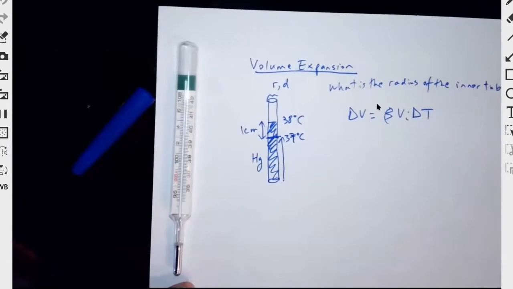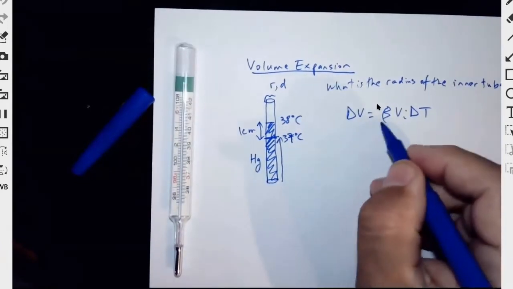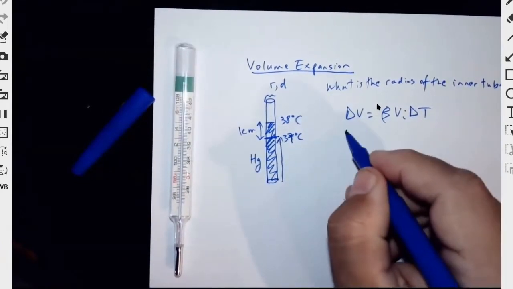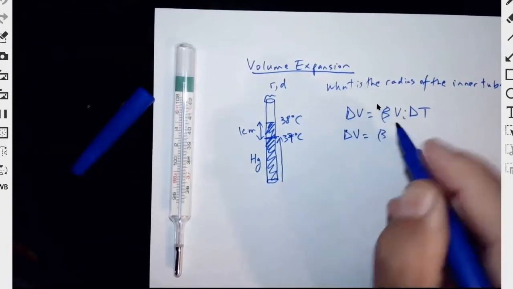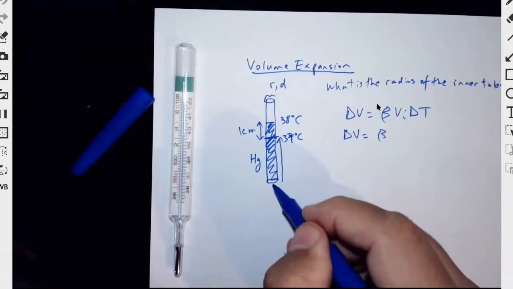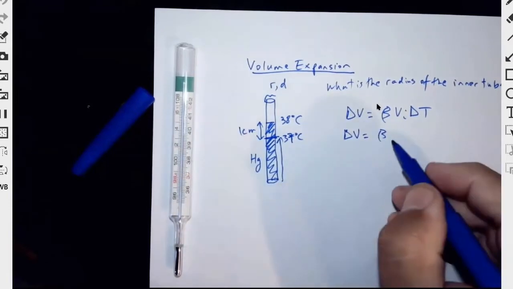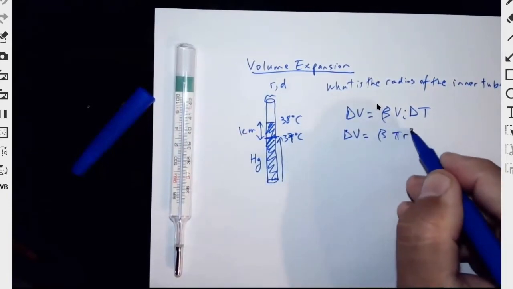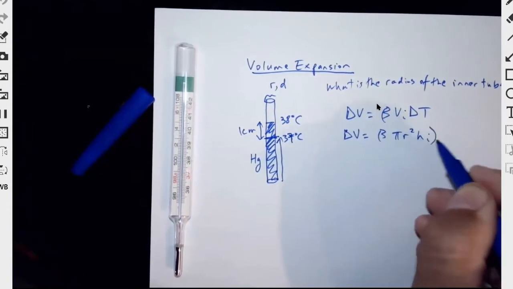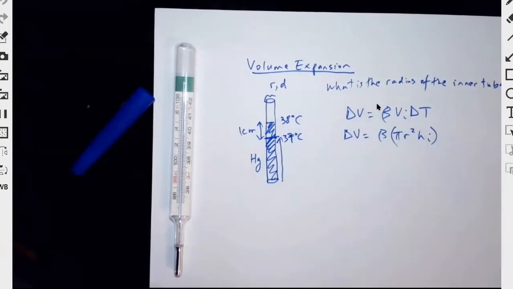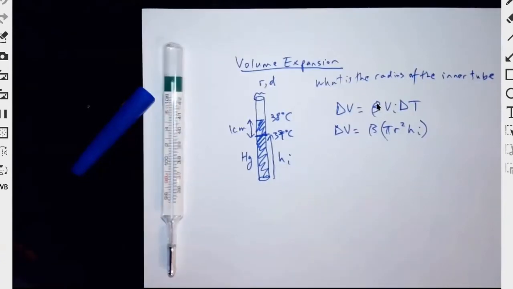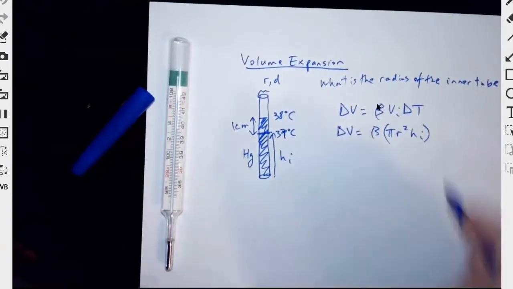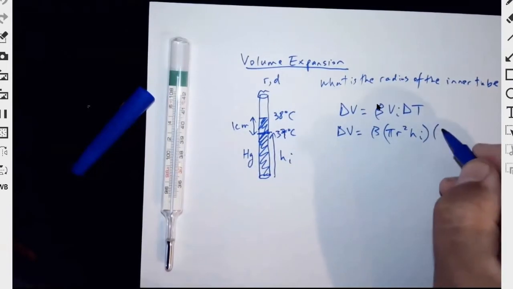Okay, so how do we do this here? Delta V is going to be equal to beta times V initial, the original volume, right? Pi r squared H initial. H initial is this guy, right? And then delta T is going to be 1 Celsius, right?